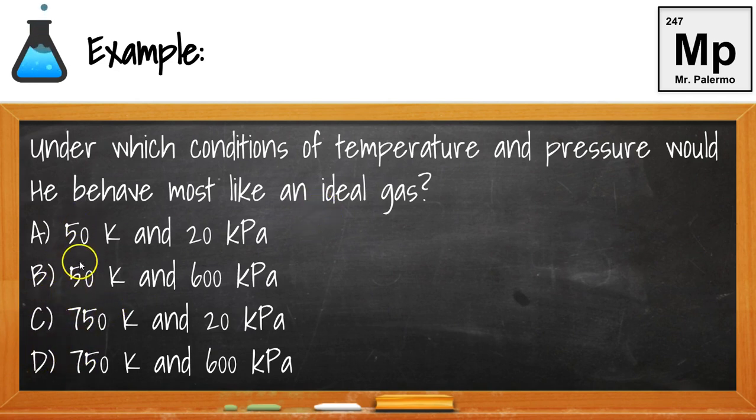This is much higher than 50. And then we want the low pressure. So 20 kilopascals is much lower than 600 kilopascals. And so choice C would be our answer. High temperature, low pressure. Least attraction between the gas particles.